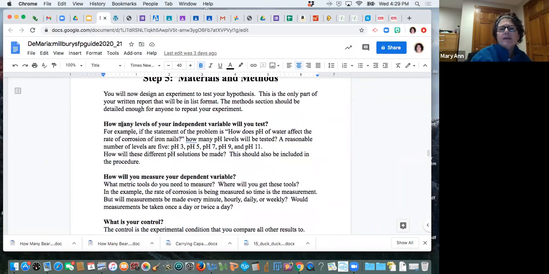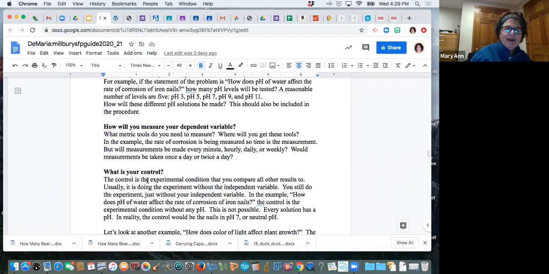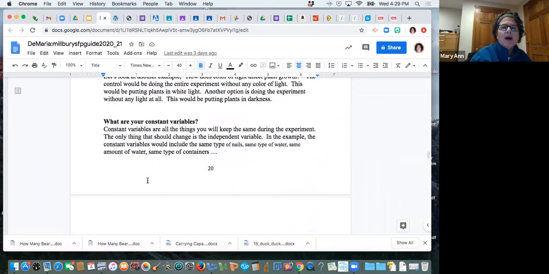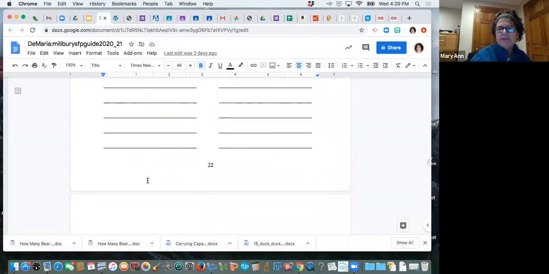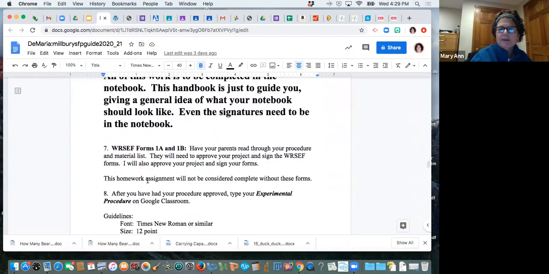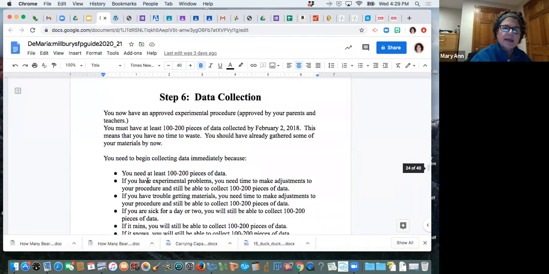So these questions are in this guide, like how many levels of your independent variable will you test? How will you measure your dependent variable? What is your control? What are your constant variables? And the kids fill out this piece right here. They do it in their lab notebooks, even though this guide looks like it's a fill in the blank kind of guide. So I'm going back here now.